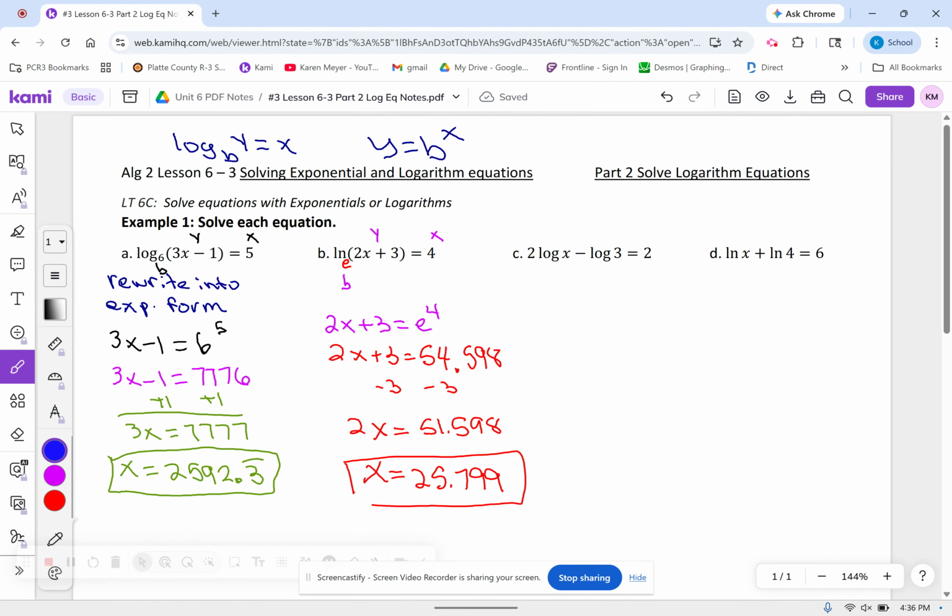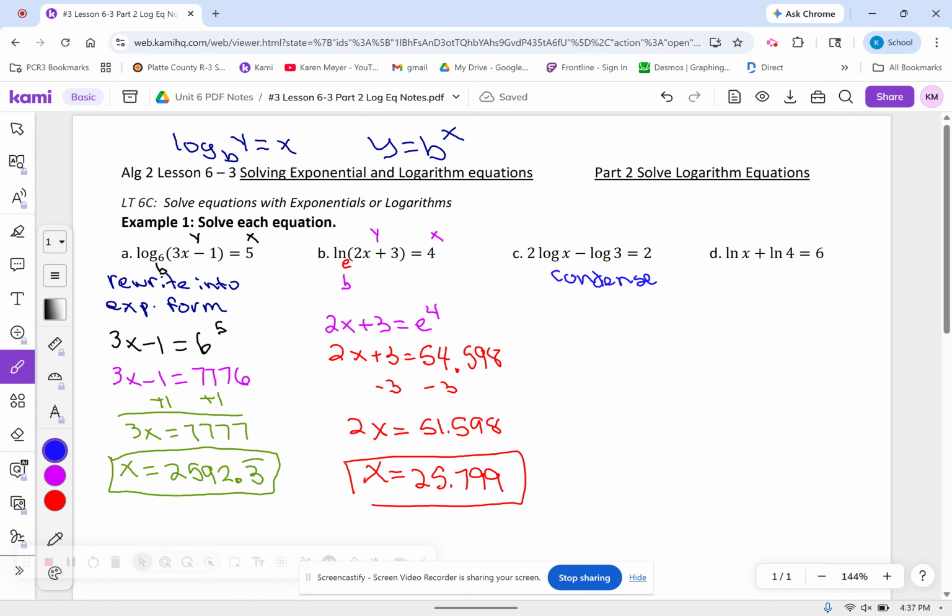Okay, now when we get to C and D, you're going to notice instead of just having a single log or a single ln, we have 2 ln's or 2 logs on the same side. So we have to do a step before we can rewrite. So on this one, if you have multiple logs or multiple ln's on the same side, you want to condense first before you rewrite. Okay, so you got to remember our log properties we talked about in the lesson before this one.